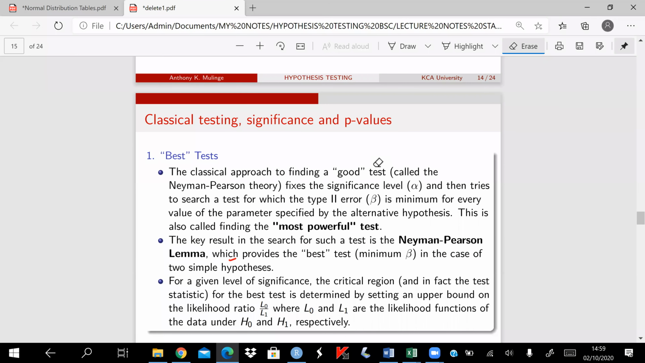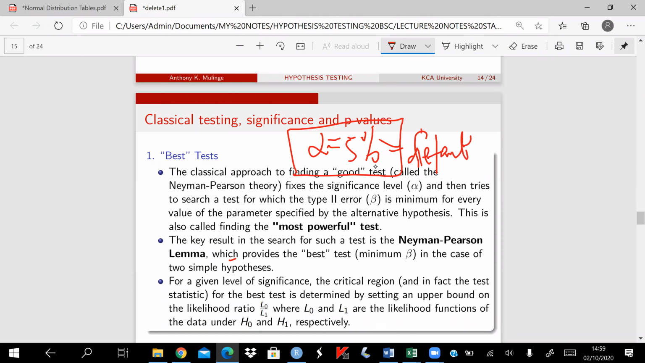in today's class. Okay, so we are saying that the best test, in the classical approach to finding a good test, you start by fixing the level of significance. And as we mentioned earlier, the level of significance, or the probability of making type 1 error, is under the control of the researcher or the statistician. So you have the privilege of fixing alpha, the level of significance, in advance. And the most widely used level of significance in hypothesis testing is alpha equal to 5%. This is referred to as the default level of significance.